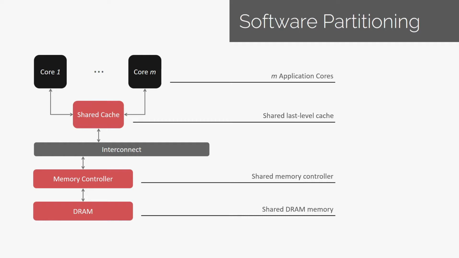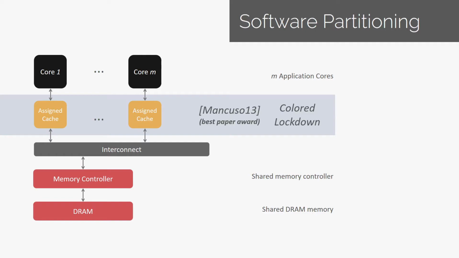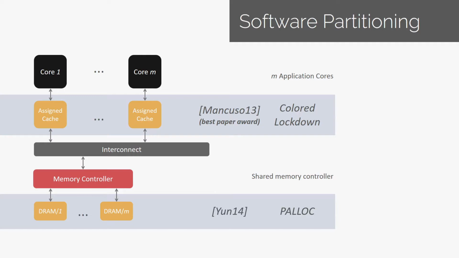And what has been proposed is essentially techniques that expose, for instance, in the case of the shared cache, a logical view of the cache as a private resource that has been partitioned and divided across the multiple cores. For example, this is a work we published in 2013, Color Lockdown, that tries to turn this partitioned cache into a fully deterministic object. And we do a similar trick on the DRAM storage with our work called Palock, where in 2014 we demonstrated it is also possible to associate a set of private banks to a processing CPU core.